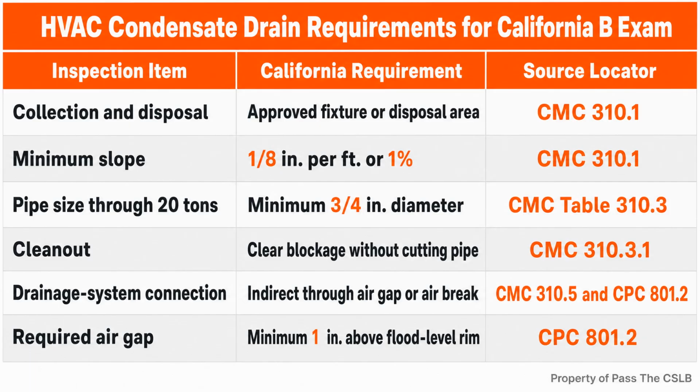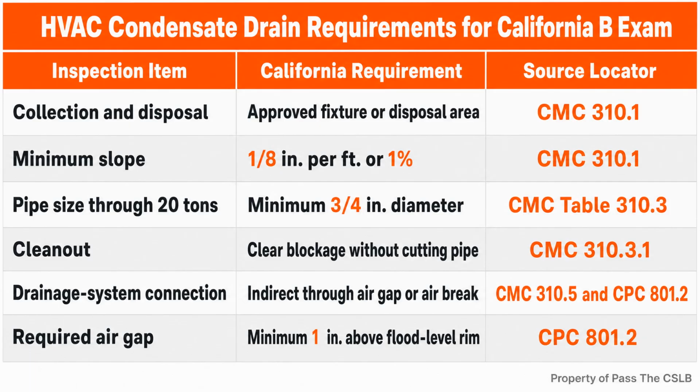Suppose an installer runs a 3/4 inch condensate line down a wall and solvent welds it into a laundry standpipe. The line may appear secure and leak-free, but the connection method is the defect. The correction is not a better bead of cement. The termination must be reworked as an approved indirect connection at an appropriate receptor.